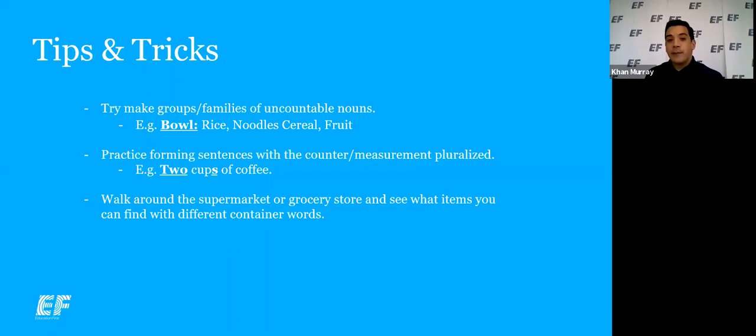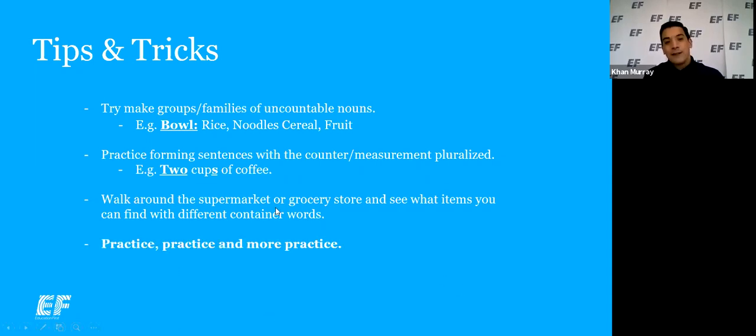So for cereal, is it a box? If we talk about soup, it might be in a can. And then when we go home and we prepare it, it might also be different. So try to think of different places you can go where they have different quantities, especially for uncountable nouns. The supermarket is the perfect example for that one.